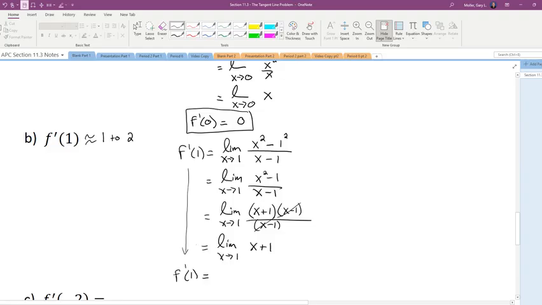So now we actually can take the limit, and I get the derivative at 1. I'm just too lazy to write that the whole time. Plug in 1, and I get 2. What does that mean? That means the slope of the tangent line is 2.